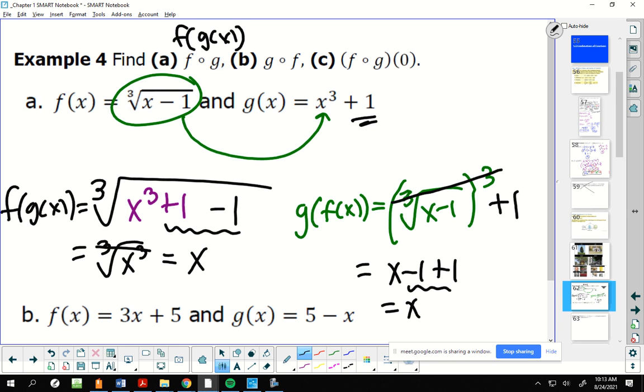So we just plug 0 in, and it's just x, so it's just 0. Okay? Now, let's say you didn't already find that, you would plug 0 into g first. So you would get 0 cubed plus 1 is 1. And then you would take the 1 and plug it into the f. So 1 minus 1 is 0, and the cubed root of 0 is 0. Okay, but again, we already found f of g of x, so you plug it in, and that means that this is 0.